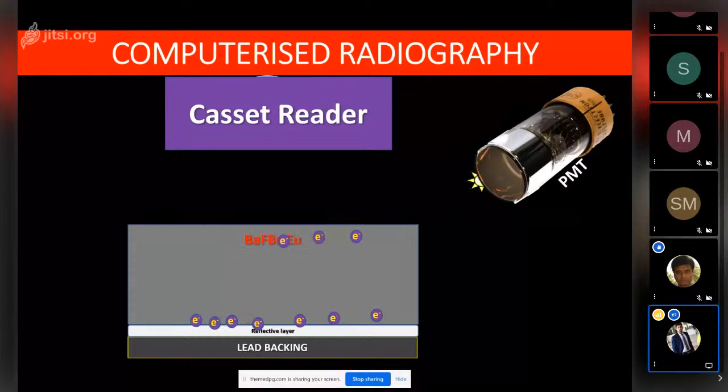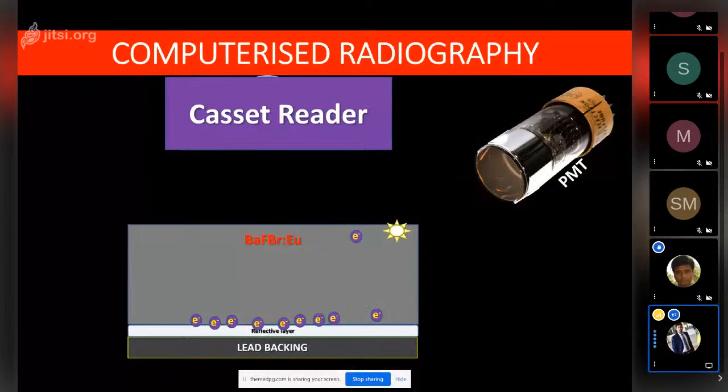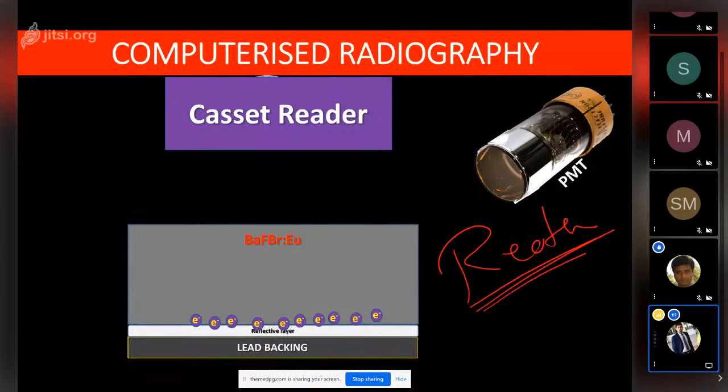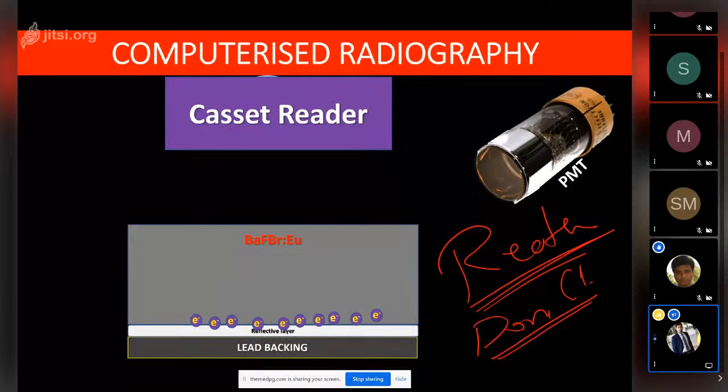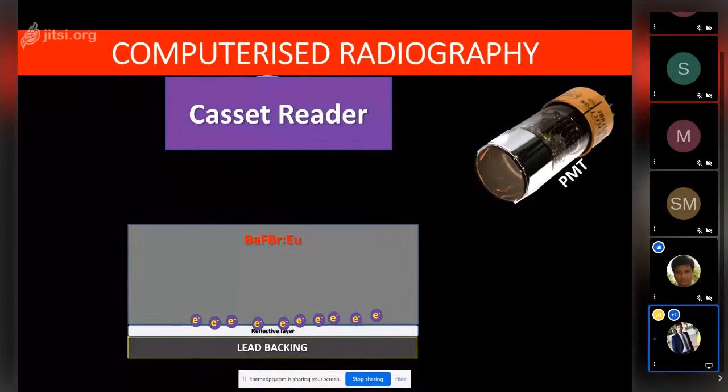So this is the cassette reader. What is the advantage of this? I can repeat this procedure as many times as I want. Second, we don't have to be inside a closed room to do all this. We can carry this cassette around because it is only stimulated by the X-ray. It is not stimulated by light.